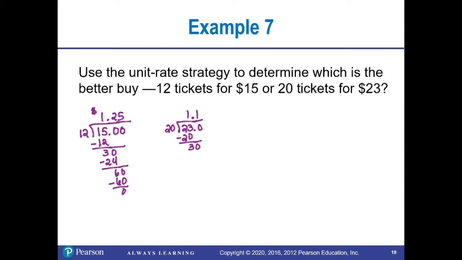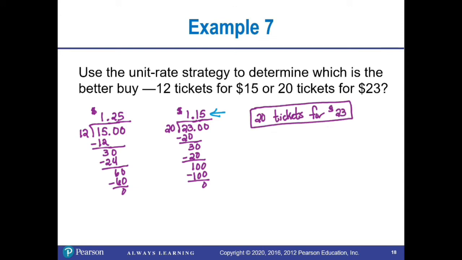20 goes into 30 one time with 10 left. I have a remainder, so I'm going to keep dividing. We are understood to have another 0 at the end and bring that 0 down. 20 goes into 100 5 times, and now we're left with 0. That tells me that one ticket would cost $1.15. This is the better buy. So 20 tickets for $23 is the better buy.